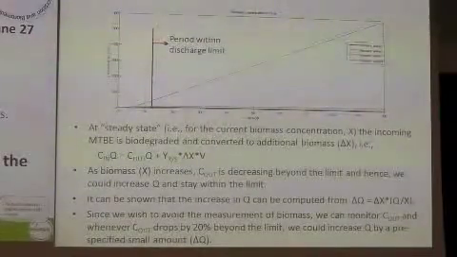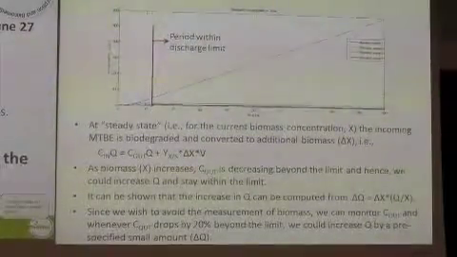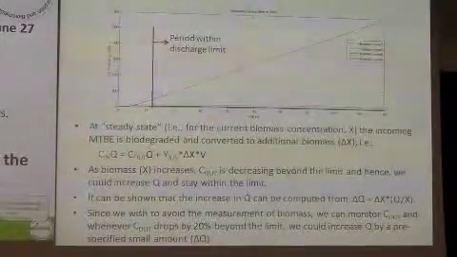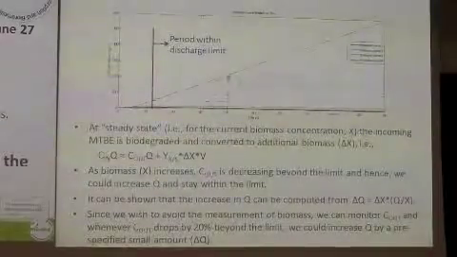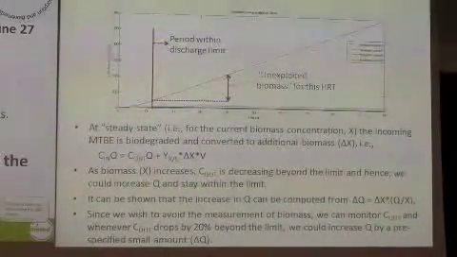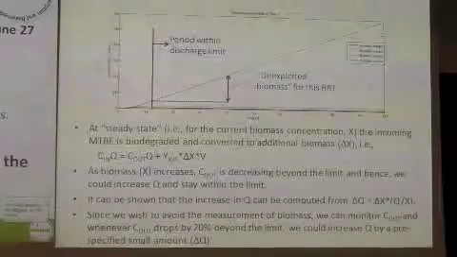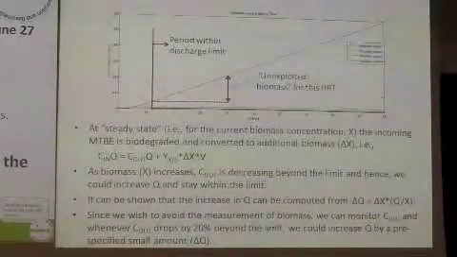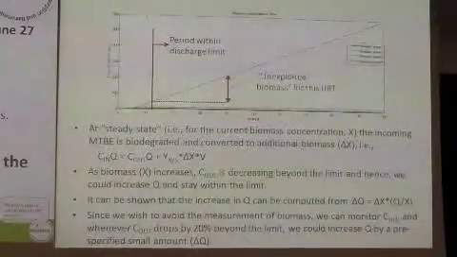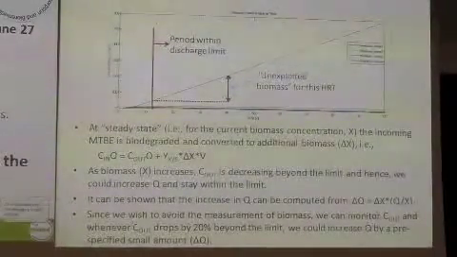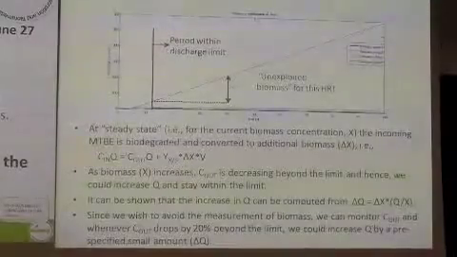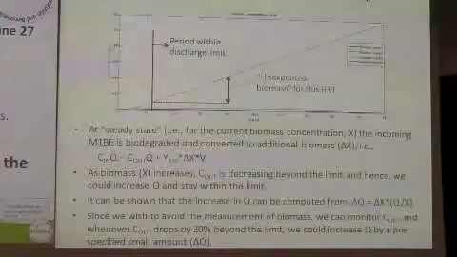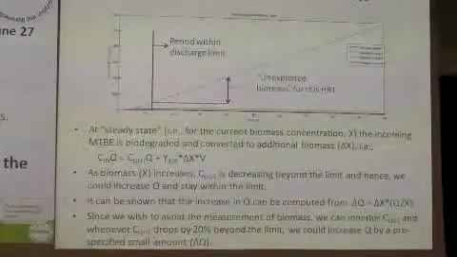When we are at steady state, all the incoming MTB into the system is biodegraded and converted to additional biomass. So we have unexploited biomass for this HRT, which means that the system is capable of degrading much more MTB. As biomass increases, the MTB effluent concentration is decreasing beyond the limit, and hence we could increase the volumetric flow rate and stay within the limit.